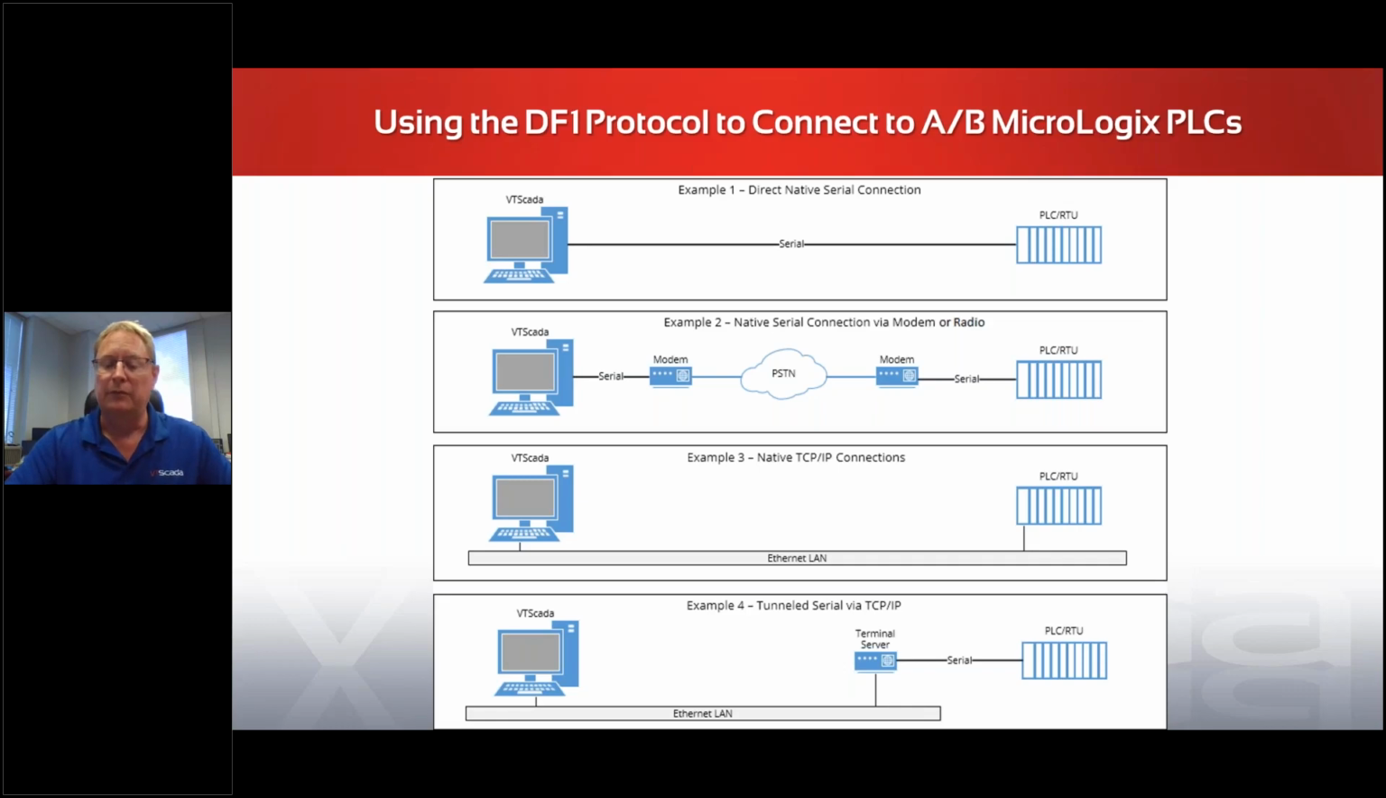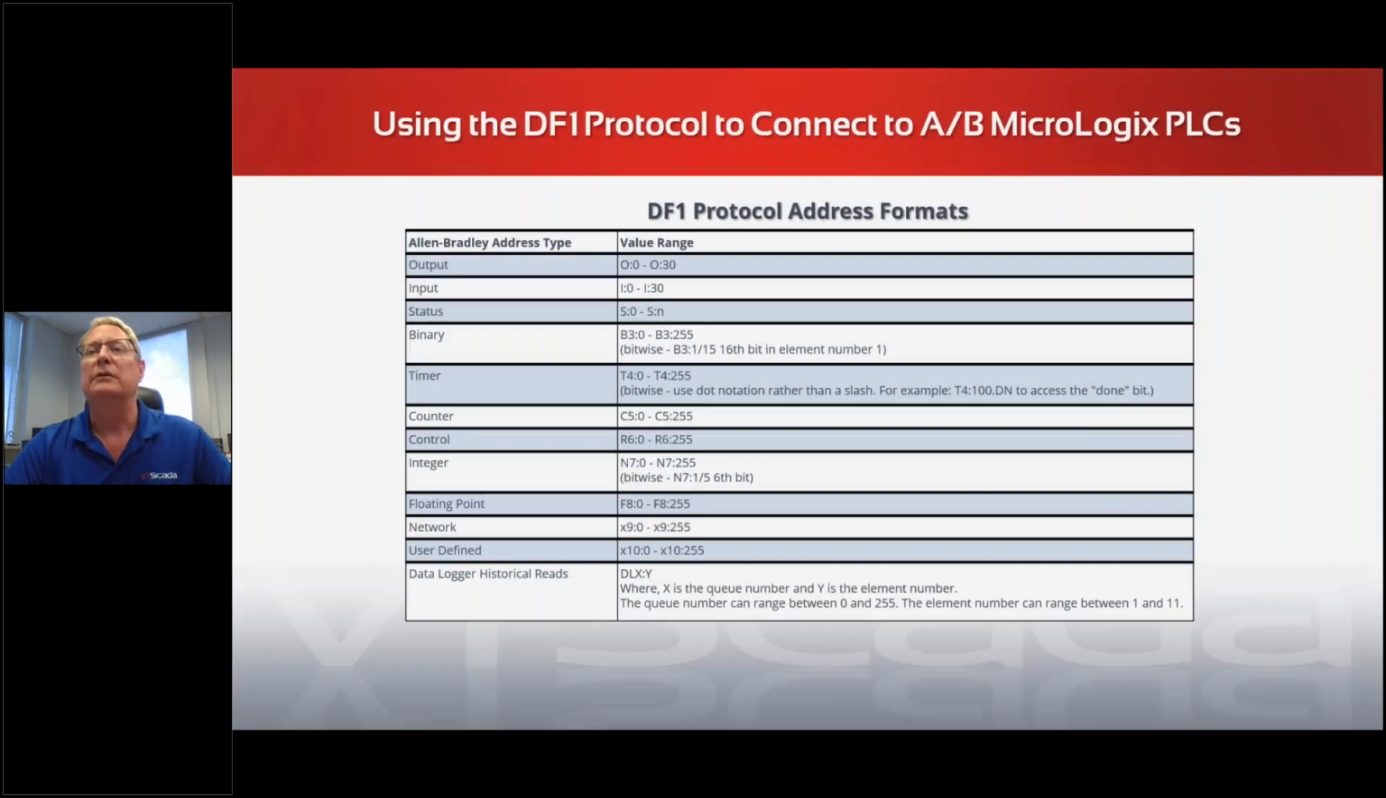Okay, so let's move on to the next slide, which is the address formats. We had a quick look at that while we were looking at the RSLogix 500 software. So this is actually an excerpt from the help file in VTScada. I'll pull that up once we've got a tag or a couple tags built, so you'll see where that's located. But it gives you the list of all the different addressing types that we support for the DF1 protocol. Okay, so now I think we'll get to VTScada.